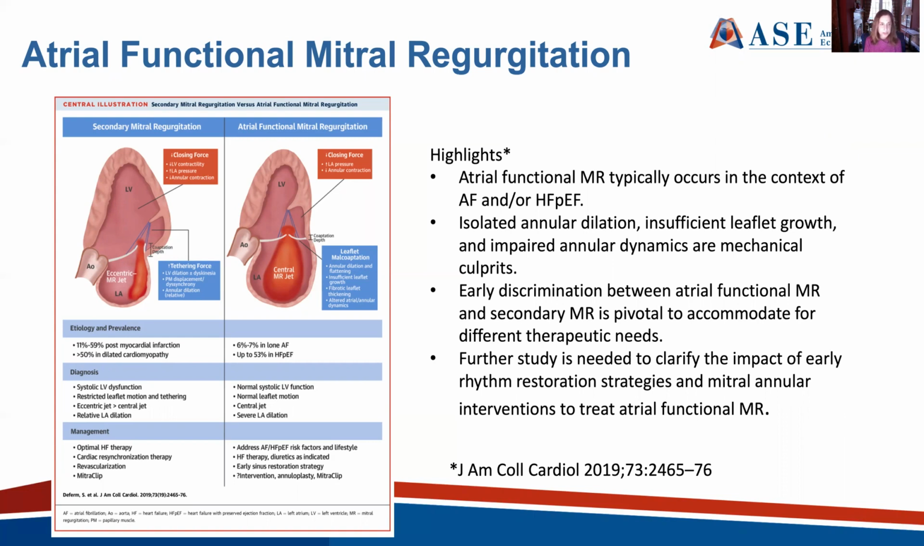So here's a cartoon that I borrowed from a publication in the Journal of American College of Cardiology back in 2019. And you see here the secondary or functional type of mitral regurgitation that we just discussed, with the infralateral wall motion abnormality, displacement of that posterior medial papillary muscle, taut cords resulting in tethering of the mitral valve leaflets, particularly that posterior leaflet, with that eccentric posteriorly directed jet.